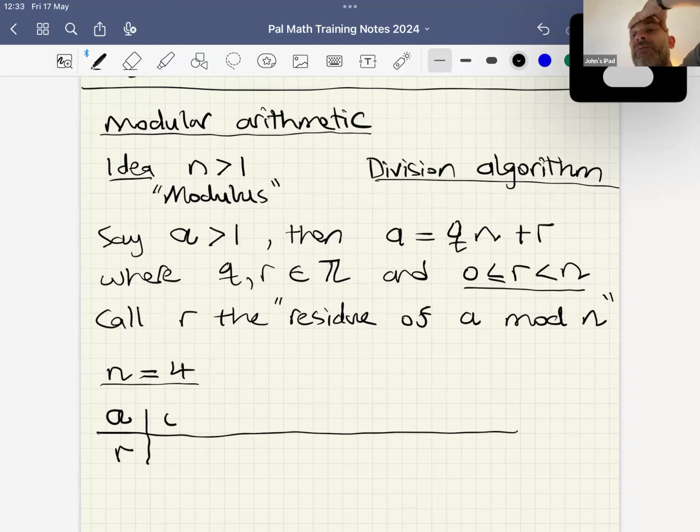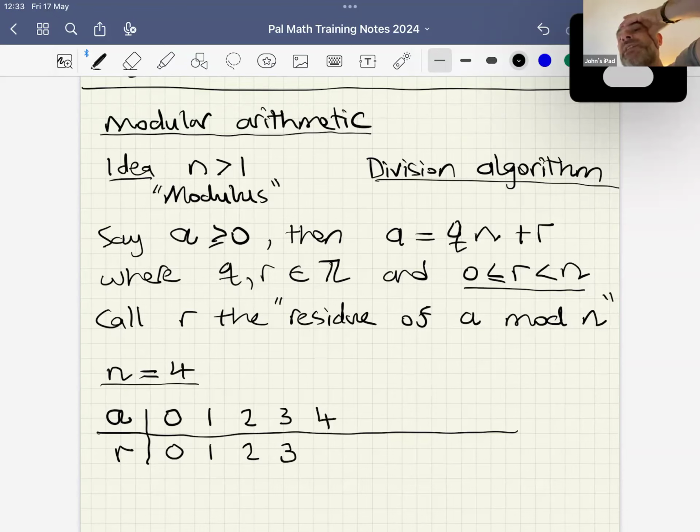So when a is 0, okay, I said a is positive, but let's say a is just greater than or equal to 0. The residue or the remainder is going to be 0. When a is 1, you get 1. When a is 2, you get 2. When a is 3, you get 3. Now, something interesting happens with 4, because now 4 is 1 times 4, and the remainder is 0. So the residue is 0.